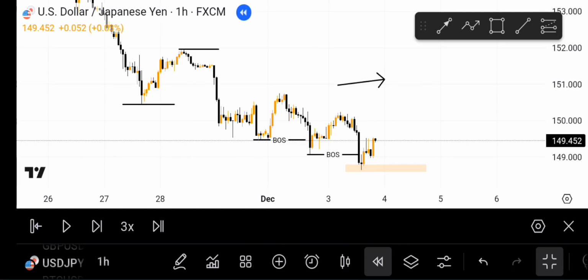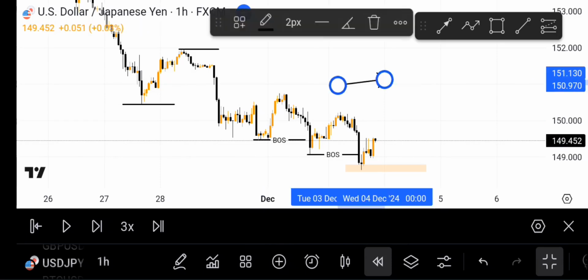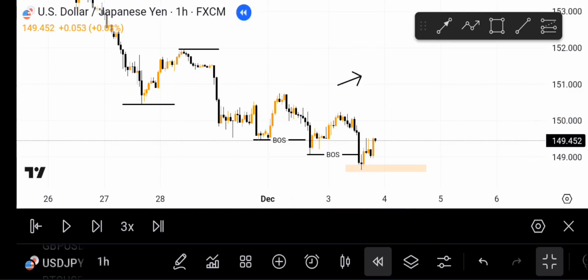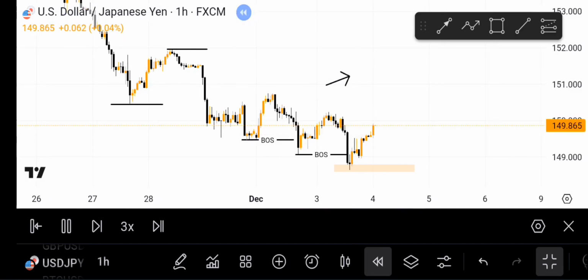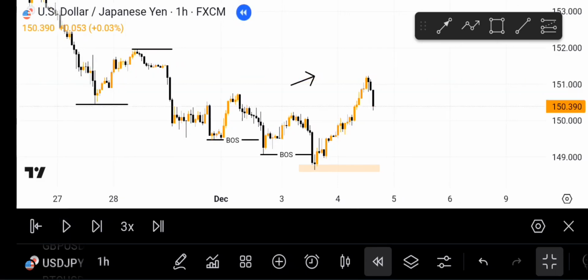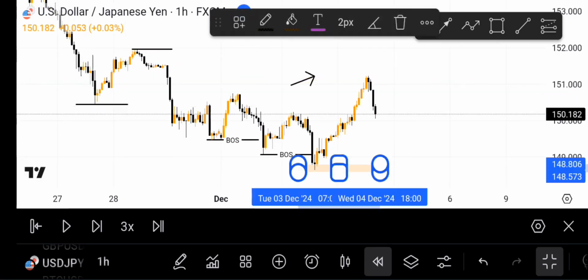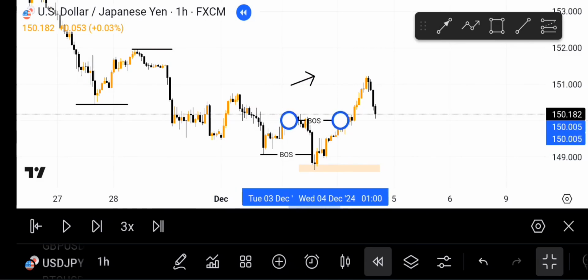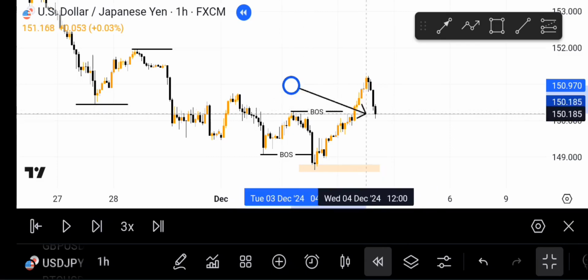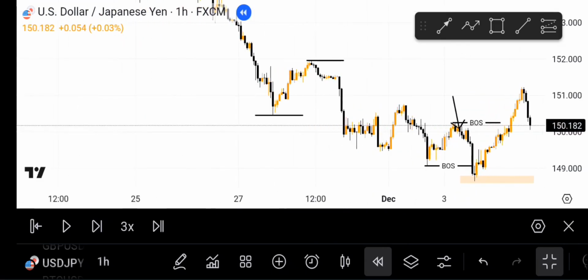So let's just see if this momentum feed was telling us something that is reliable. Let's just see. There we just had a break of structure. Here we just had a BOS. And now I'm gonna repeat myself.